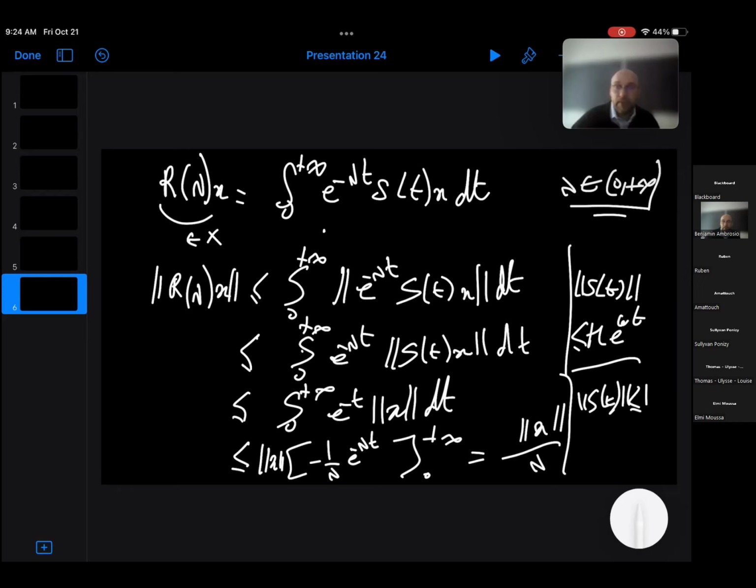This gives two things. So this gives the existence of the integral, and also here I have that the norm of R_lambda is bounded by 1 divided by lambda.